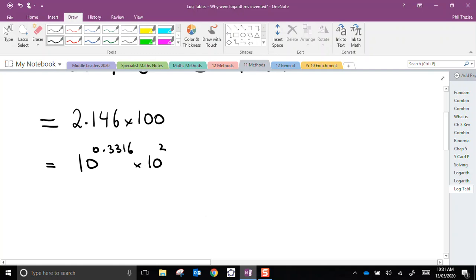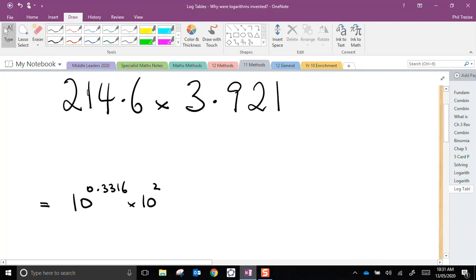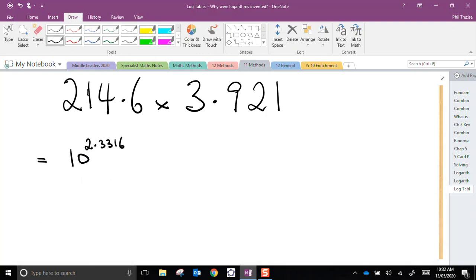Now, when you practiced at doing these things, you wouldn't have written down that second line. That second line would have been something you kept inside your head, because you literally could have looked up the 2.146, and you would have noted the fact that the number you're dealing with is 100 times larger, and you would have just automatically put a 2 here at the front. That's what we would have, once you practiced at using logarithm tables, you would have gone straight to that: 10 to the power 2.3316.